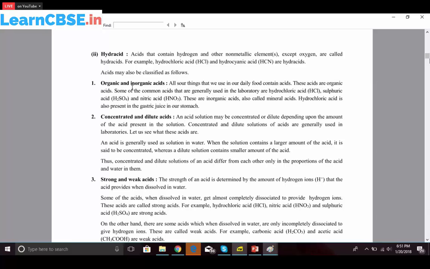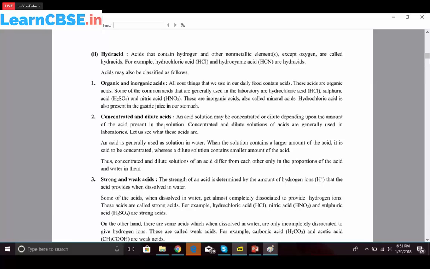The inorganic acids are nothing but those that contain non-metals such as chlorine, nitrogen, sulfur and so on, that we call inorganic acids. Inorganic acids are also called mineral acids. So HCl is also present in the gastric juice in our stomach.